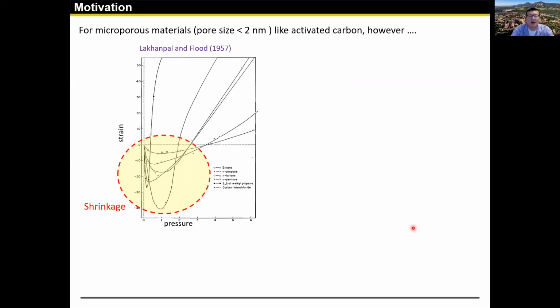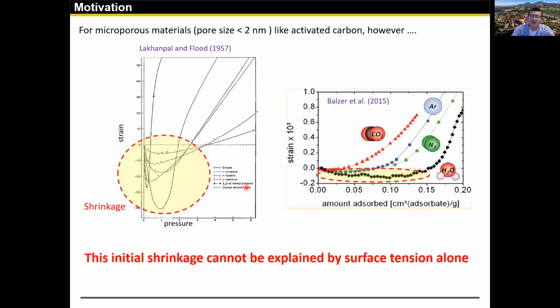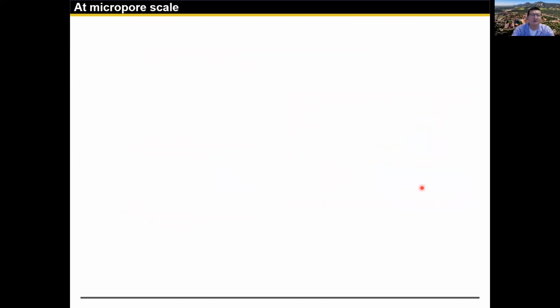However, experiment data on microporous materials, which are characterized by pore sizes of a few nanometers, like activated carbon, show that absorption first introduces shrinkage, followed by Bangham expansion. And this shrinkage seems to be observed on a variety of types of gases, so it does not seem to be a gas-specific phenomenon. A recent experiment by Bowser repeated a similar test on activated carbon with different types of gases as well, and showed the same behavior.